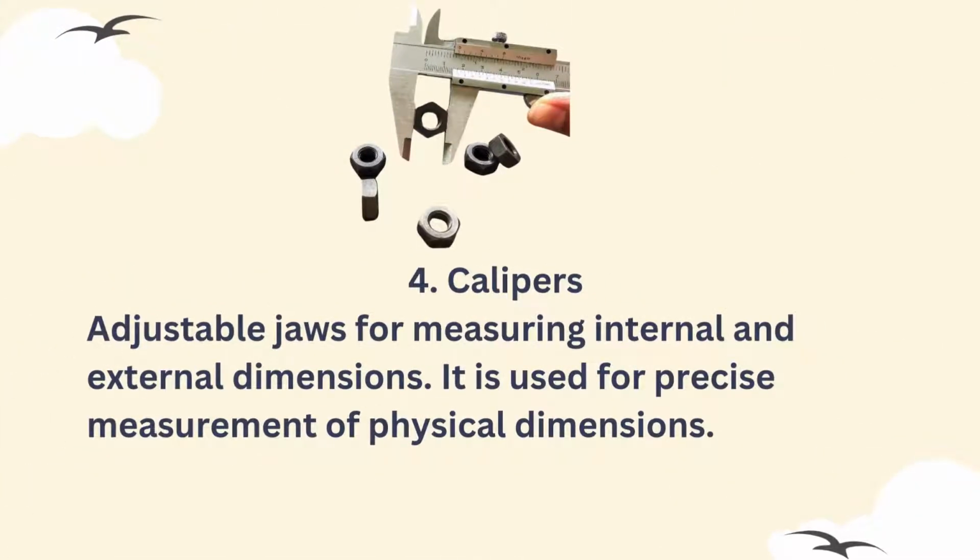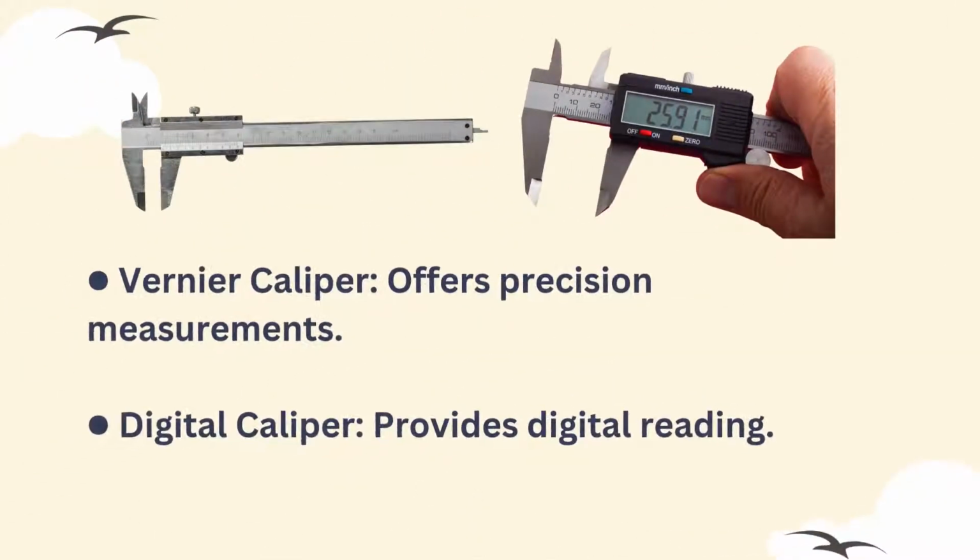4. Calipers. Adjustable jaws for measuring internal and external dimensions. It is used for precise measurement of physical dimensions. Vernier caliper offers precision measurements. Digital caliper provides digital reading.